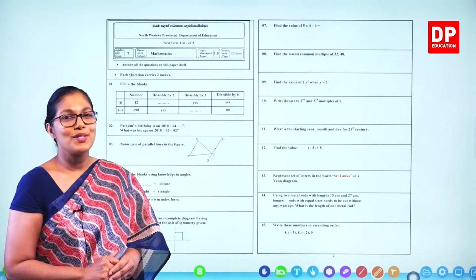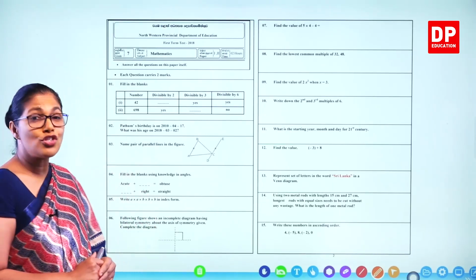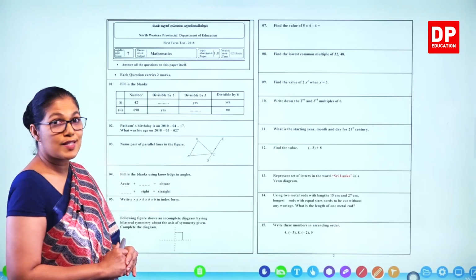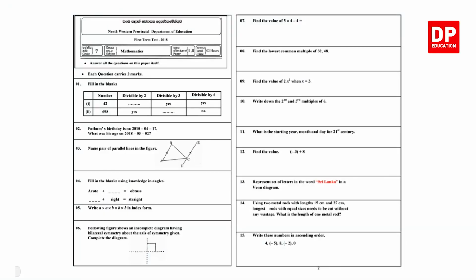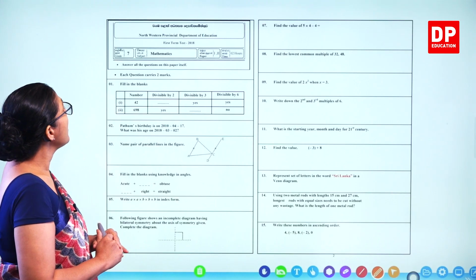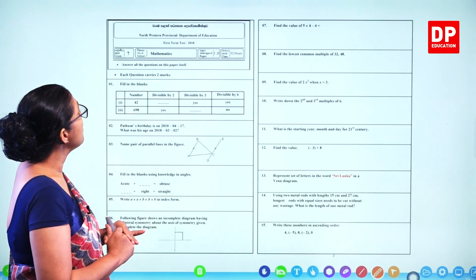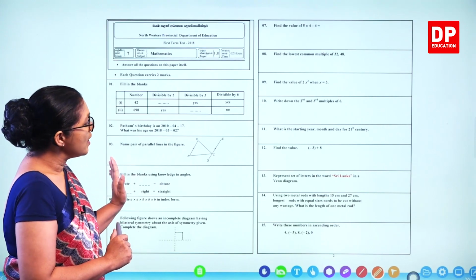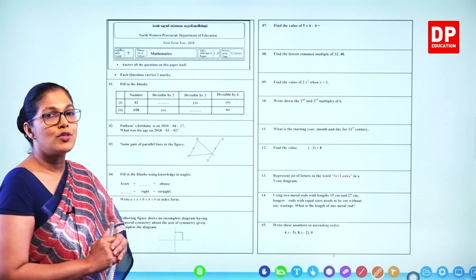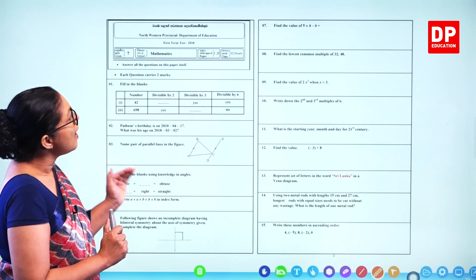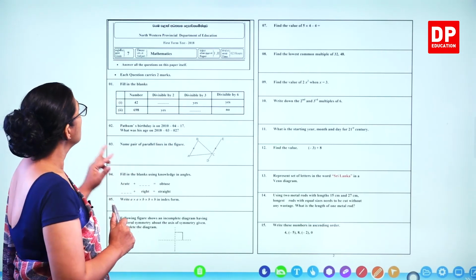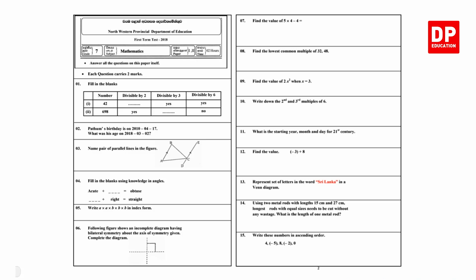Hello grade 7 students. Today also I'm going to do a revision paper with you. That's the first term test 2018, Northwestern Province Department of Education, 2 hours paper. You get two parts, part 1 and part 2. In part 1 you get 20 short questions and in part 2 you get long questions. Each question in part 1 gets 2 marks.